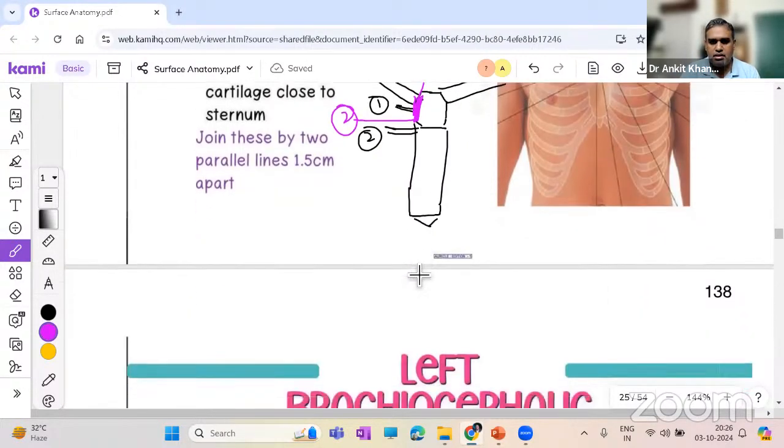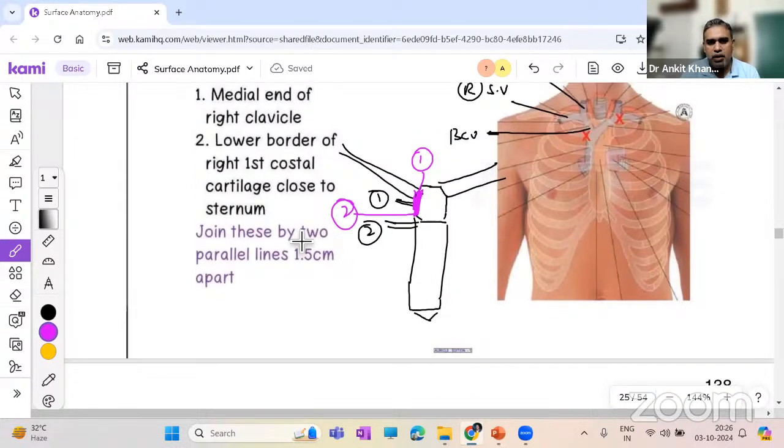Okay, let's see the next one. Join these by two parallel lines 1.5 centimeter apart. Why are they saying 1.5 centimeter? That is actually the diameter of the vein, because all the blood from the head, neck, brain, and the upper limb is coming. So it is a huge amount of blood, and the caliber of the vein is not very small. It is a big vein, and that is the reason it is behind the bone. So it is 1.5 centimeter apart.